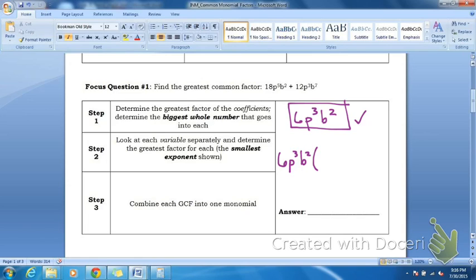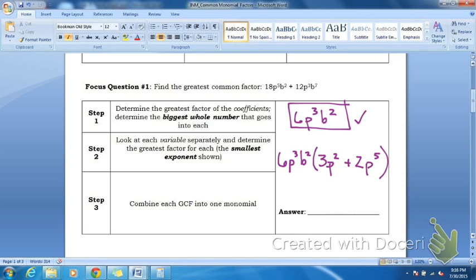get 18 divided by 6 is 3. Now, if I subtract the exponents, I would have p, 5 minus 3 is 2, and then b squared divided by b squared cancels out. So then we have plus, and if I take 12 divided by 6, that would be 2. P to the third divided by p to the third is canceled out. And then b to the seventh divided by b squared, that is b to the, subtracting, fifth power.